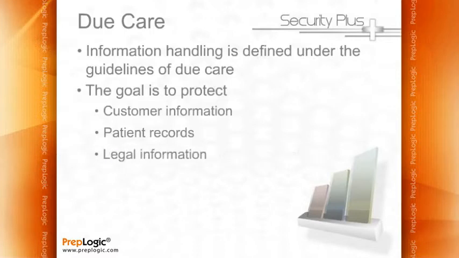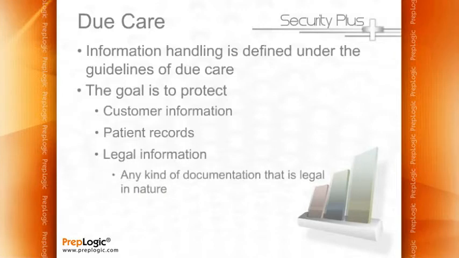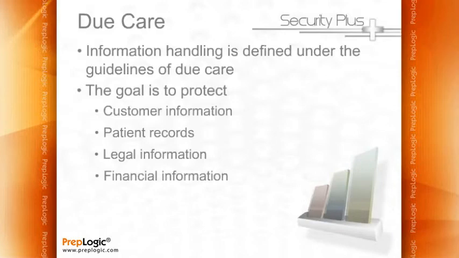We also have legal information. Legal information would include any kind of documentation that is legal in nature, and we need to make sure we have standard operating procedures in place for dealing with it. And finally, there is financial information. You've probably heard a lot over the last few years about something called Sarbanes-Oxley, or SOX for short. This is just one of the things that we have to deal with in relation to financial information.